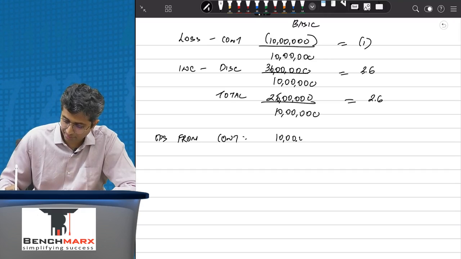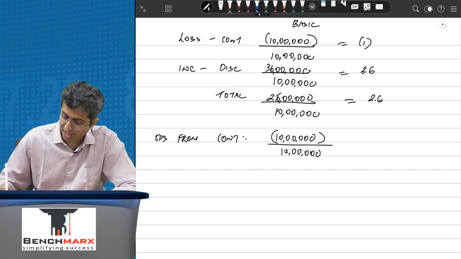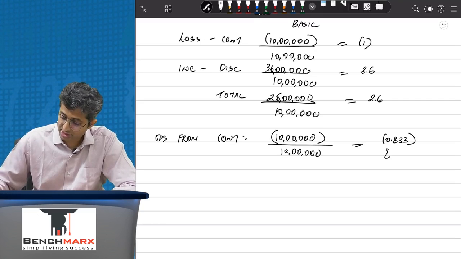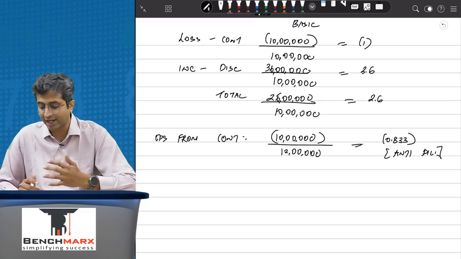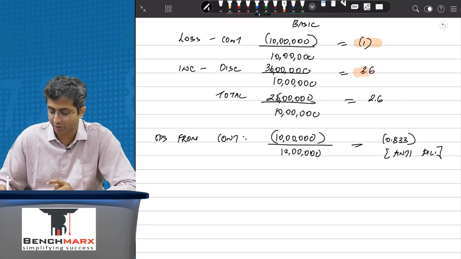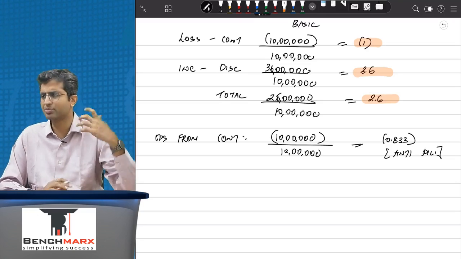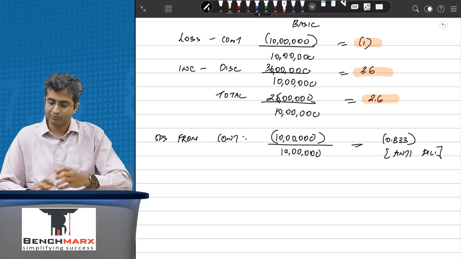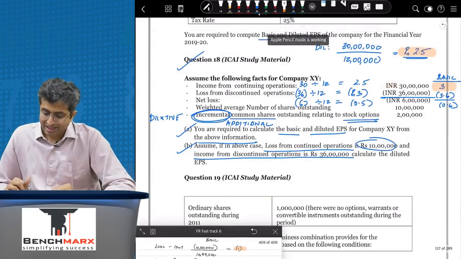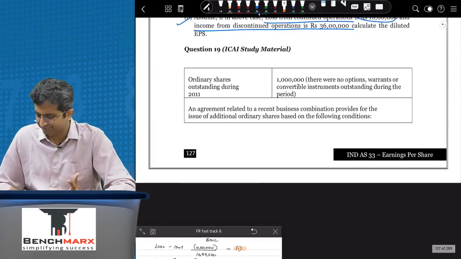10 lakhs upon, this is negative, upon 12 lakhs. And as a result, this becomes a negative 0.833, which means this is anti-dilutive. It reduces the loss per share. And since it is anti-dilutive, the 2 lakhs should not be included. And hence your diluted EPS is also a negative 1, 3.6 and 2.6, irrespective of whether it would have diluted the discontinued and total operations or not. Okay, so that takes care of question number 18.